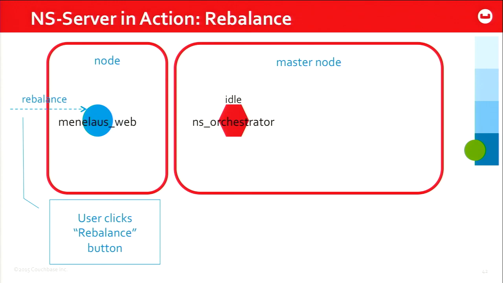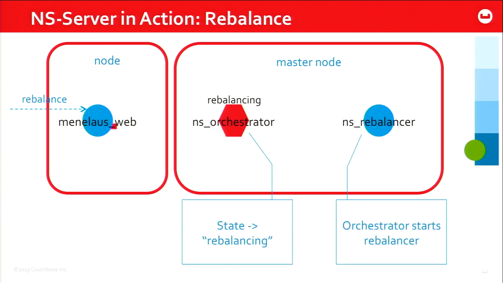So it all starts. The user clicks a rebalance button on the UI, or they send a REST API request. It goes to a particular node. That node looks up the orchestrator and says, hey, can you rebalance? The orchestrator, it's in the idle state, and it says, sure, I'm idle, I can do that. It changes its state to rebalancing, and at the same time, it conjures up a new rebalancer process to take care of it. And of course, if it were already rebalancing, because it's a single point, a single gate, it would reject it and say, I'm rebalancing. You can't initiate a rebalance while a rebalance is happening.